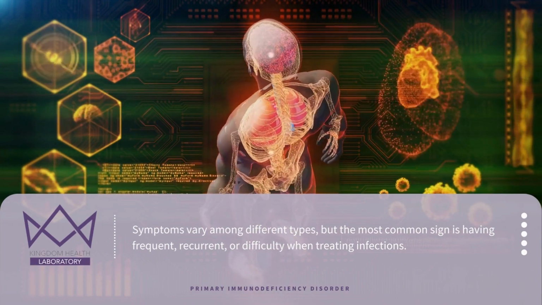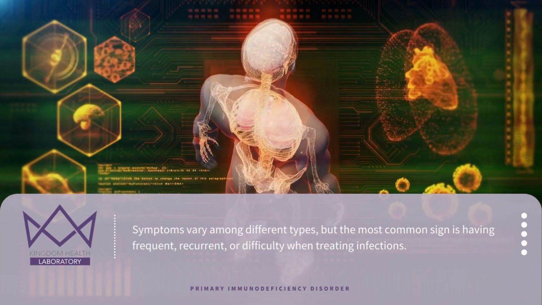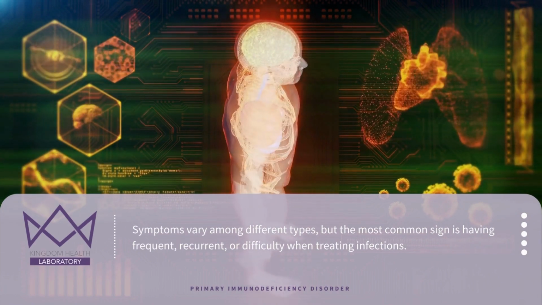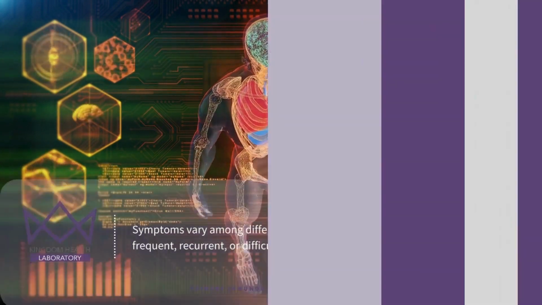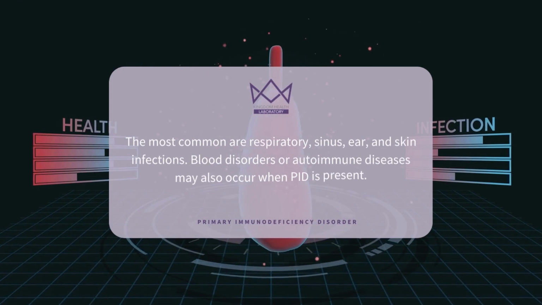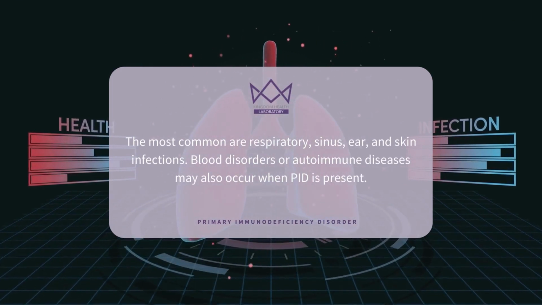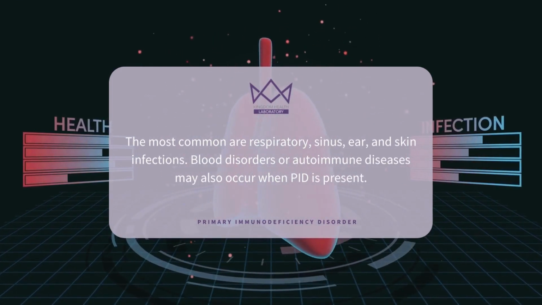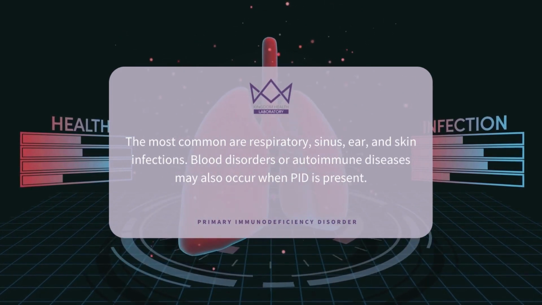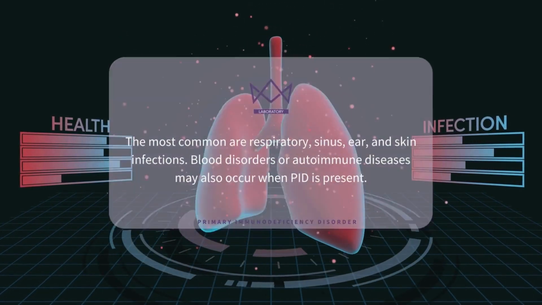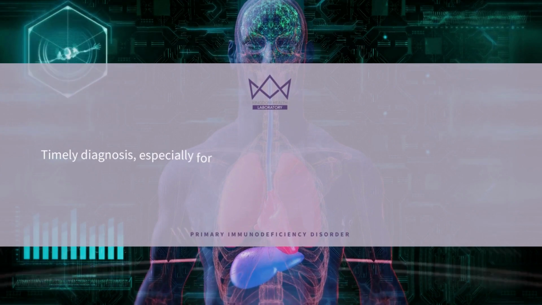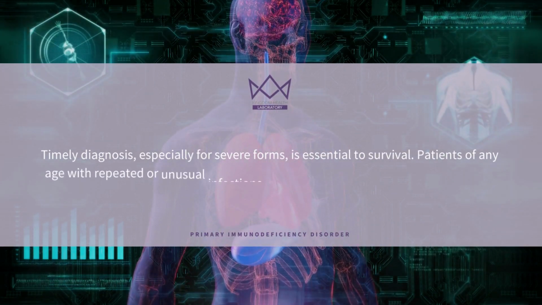Symptoms vary among different types, but the most common sign is having frequent, recurrent, or difficult-to-treat infections. The most common are respiratory, sinus, ear, and skin infections. Blood disorders or autoimmune diseases may also occur when PID is present. Timely diagnosis, especially for severe forms, is essential to survival.